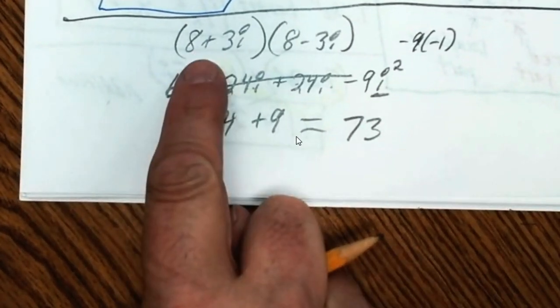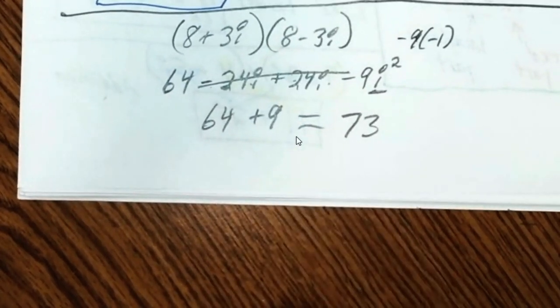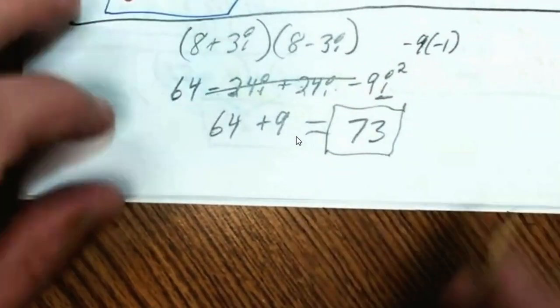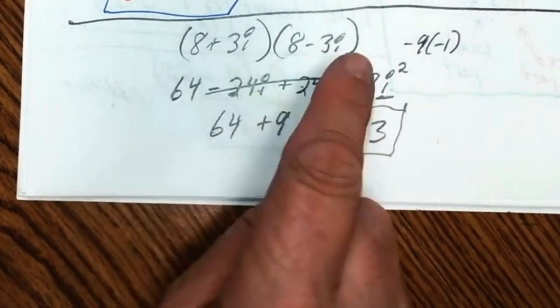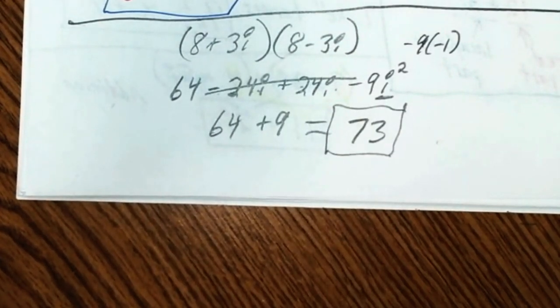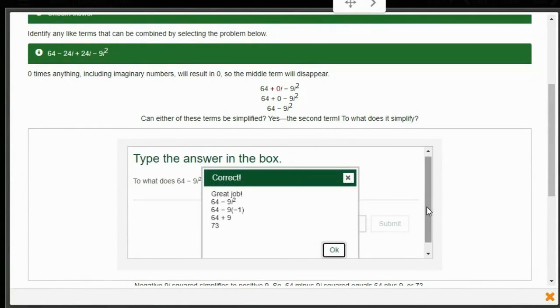When you multiply 8 plus 3i times its conjugate, 8 minus 3i, the answer is 73. So don't overcomplicate that either. When you multiply something by its conjugate, it's a real number. It's not imaginary. So the conjugate's very, very useful to get rid of imaginary numbers. What does it simplify to? 73.